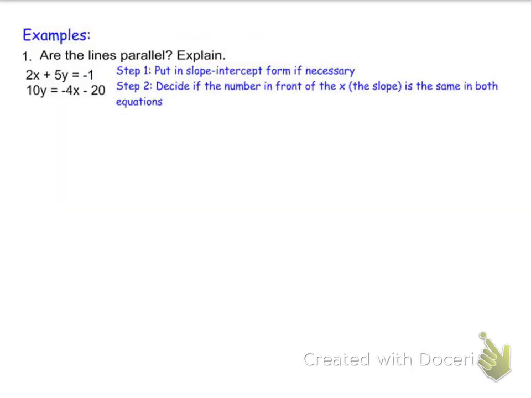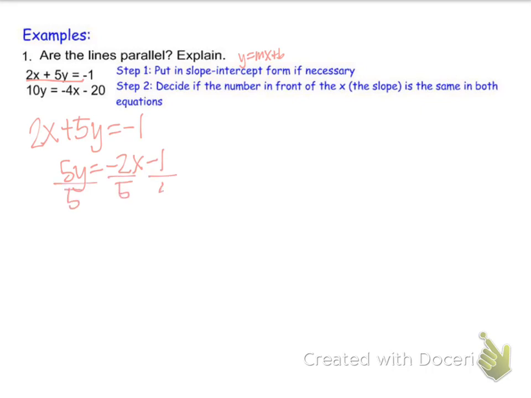So in this example it says, are the lines parallel? So step 1 says we want to put it in slope-intercept form if necessary. Well, we know that slope-intercept form is y equals mx plus b. If I look at this first equation here, that is not in y equals mx plus b form. So let me put that into y equals mx plus b. That means I have to get the y all by itself. So my equation is y equals negative 2/5 x minus 1/5. Here, the slope is always that thing attached to the x. So here my slope equals negative 2/5.